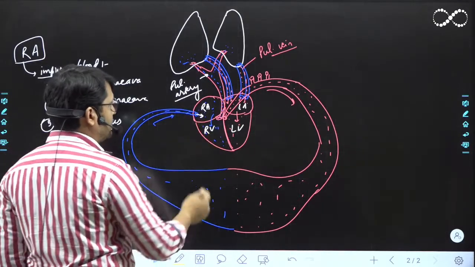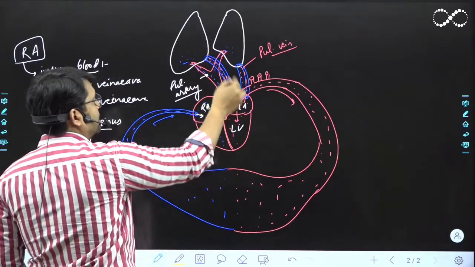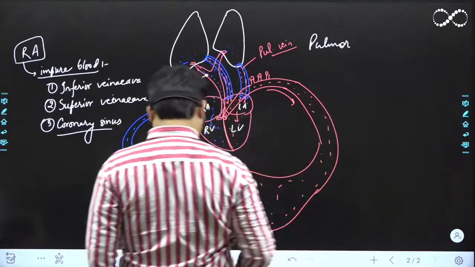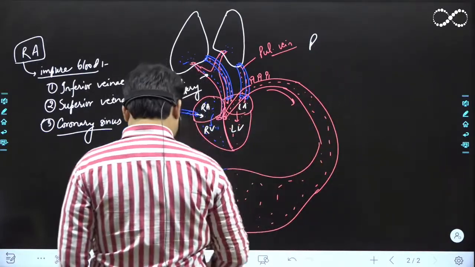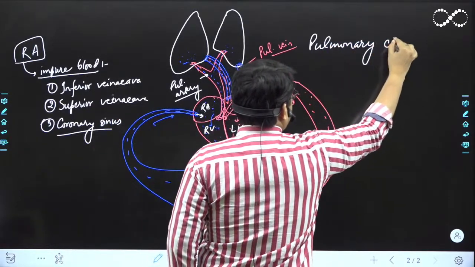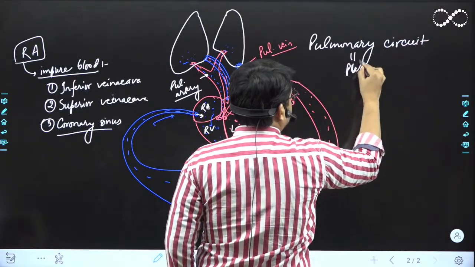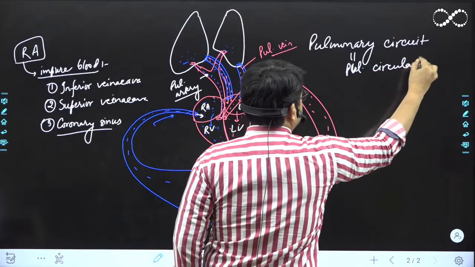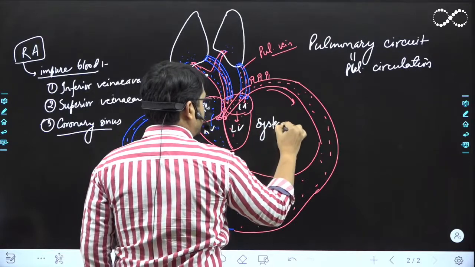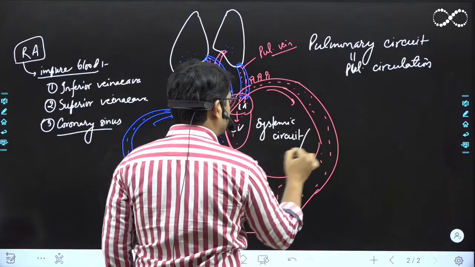Now if you look closely there are two circuits. One circuit is between the heart and the lung, right? This is called pulmonary circuit, या इसी को हम लोग बोलते हैं pulmonary circulation. Okay? And this is called systemic circuit, या इसी को हम लोग बोल देते हैं systemic circulation.